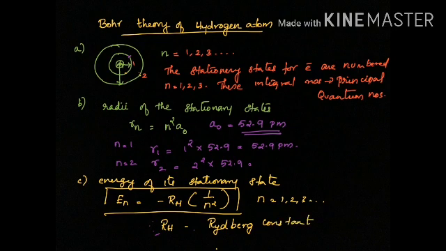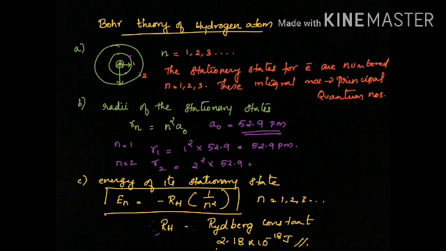What was the value of the Rydberg constant? It is not the same value that we used in our wave number. Here RH is the Rydberg constant, and its value is 2.18 into 10 raised to minus 18 joule. We found the Rydberg constant value for hydrogen atom earlier as 109677 centimeter inverse, right? RH is equal to 2.18 into 10 raised to minus 18 joule. The energy of the lowest state we call the ground state. When the electron is getting excited, it will go to the higher energy states.